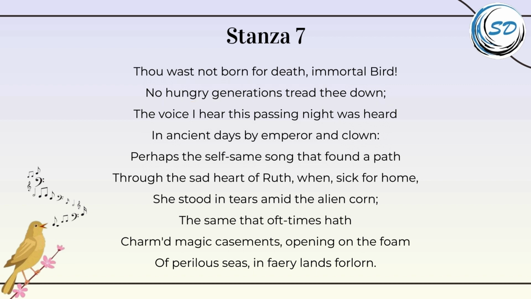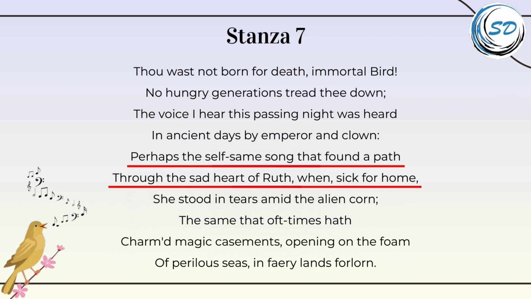Keats then reflects on the universality of the Nightingale's song. He hears the same melody on the passing night that was once heard in ancient times by both emperors and common folk. This suggests that the Nightingale's song has an appeal that transcends social distinctions, resonating with people from all walks of life. The poet muses that the Nightingale's song might have been the same one that once comforted Ruth, a biblical figure, when she was homesick and tearful amid unfamiliar surroundings.